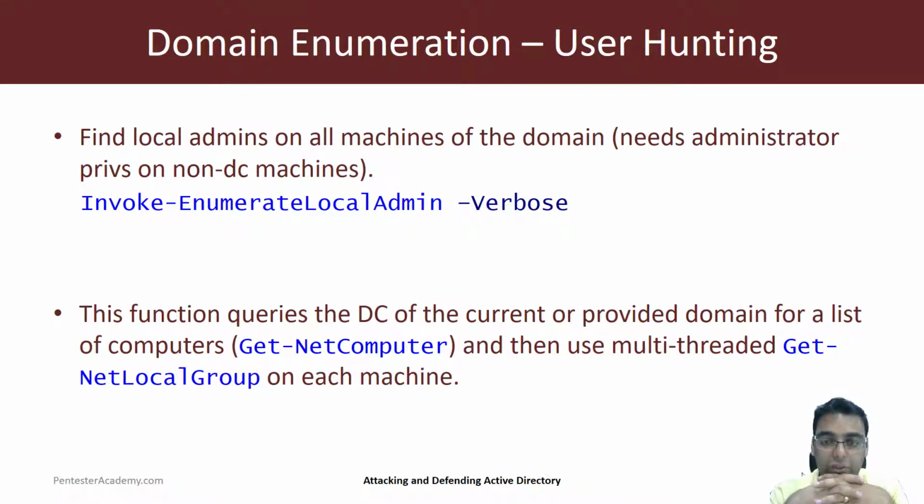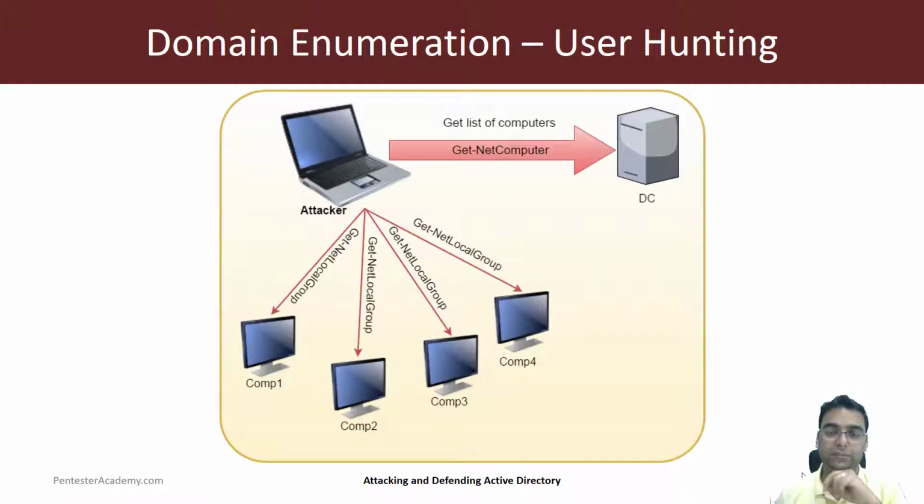Now, invoke enumerate local admin is a function which looks for local admins on all machines in the domain. But interestingly, on non-DC machines, it must have administrator privileges, right? So this is useful once again for testing access for local privileges. And this is how it works. It goes to the DC, requests a list of computers, and then goes to each and every machine in the domain and tries to run getnet local group on that particular machine, right?